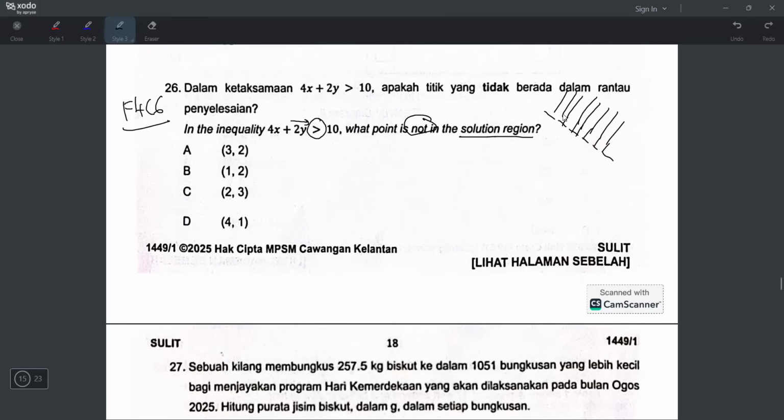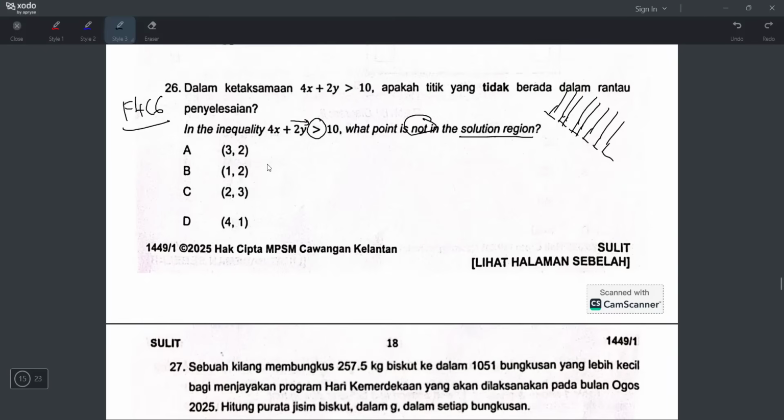So now what we have to do, we have to check whether A, B, C, D, which point is not in the solution region. It means which point is not in this region. Yeah, we have to check which one is not in the region. But sir, how to check? Okay, one way to do it is you draw the graph. You do it on the graph paper.